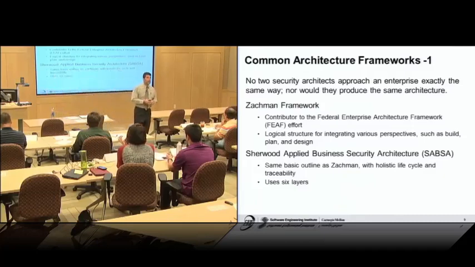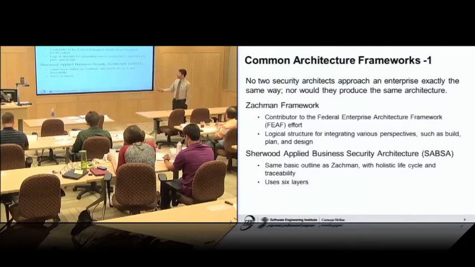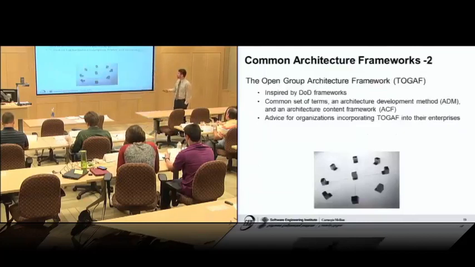SABSA has the basic outline of Zachman, but it's got a life cycle added to it. You're going to follow things from cradle to grave, as you should in the architecture. It's got 6 layers in its configuration.